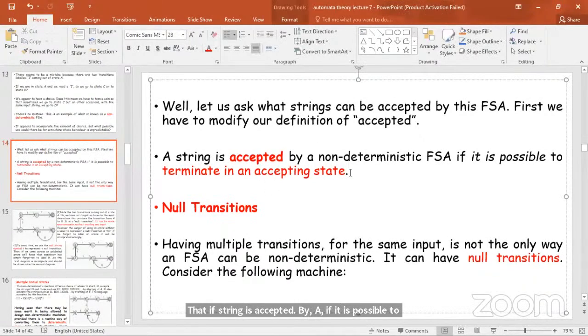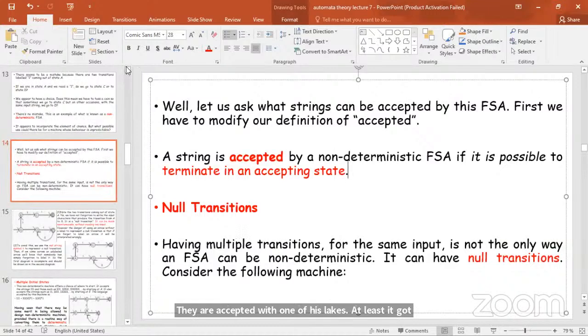Now, it's not just terminating at just any accepting state. It has done a lot of splitting while doing computation until it arrives at the accepted state with at least one of its legs, getting to the final state.